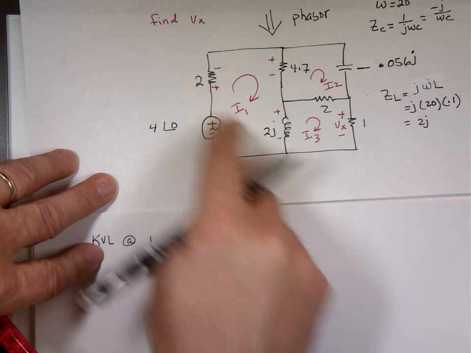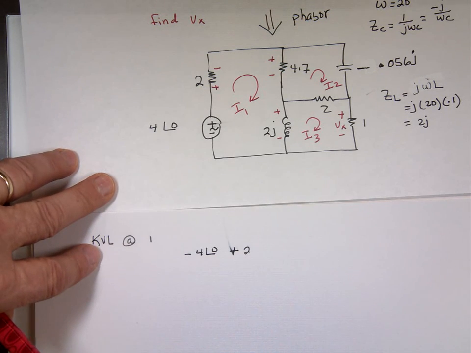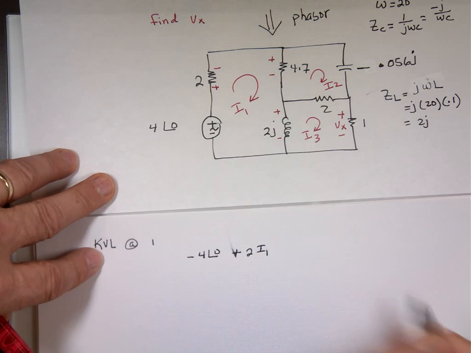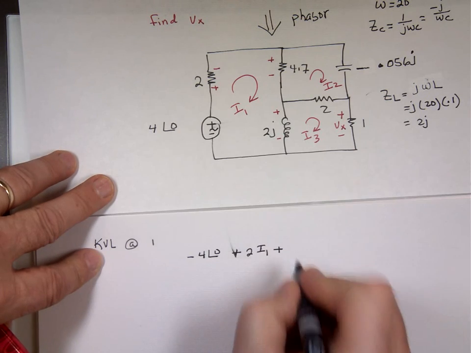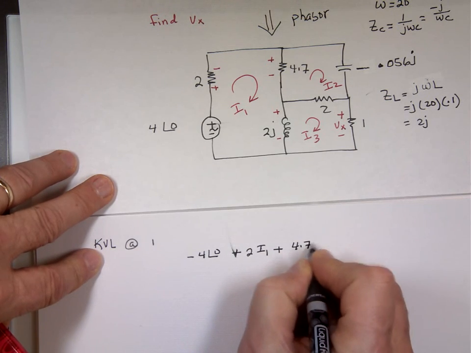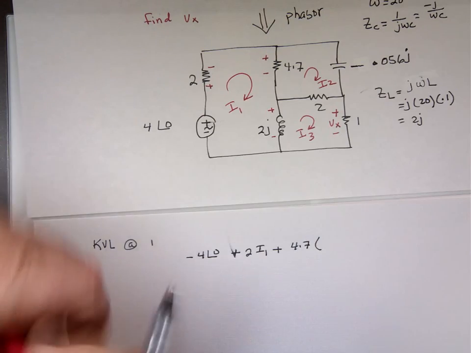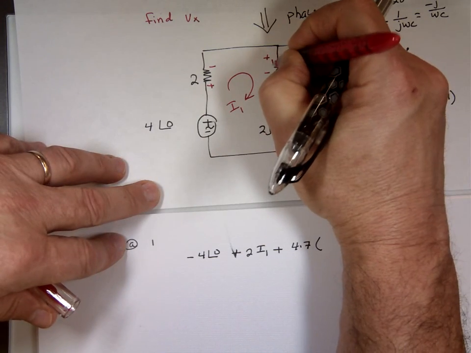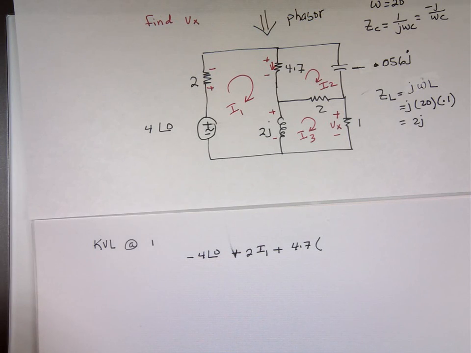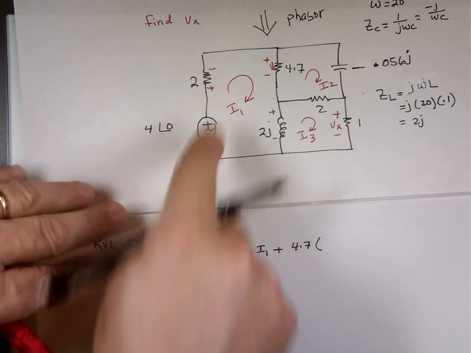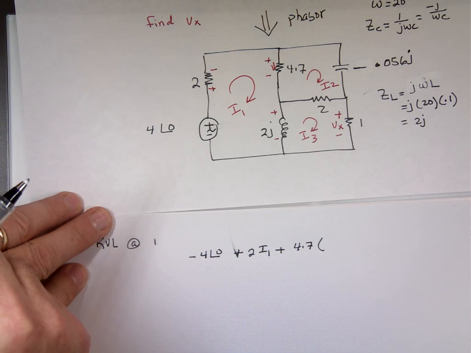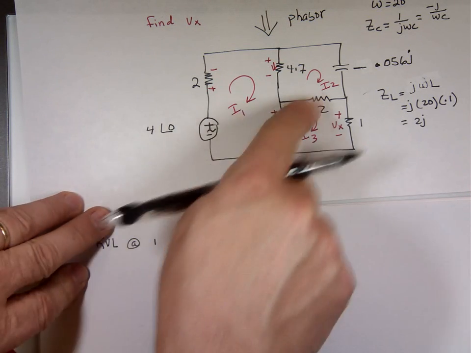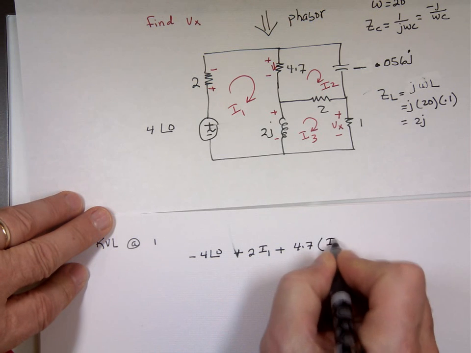What's the current going up? I1. Plus, here we go, I'm entering the plus 4.7. Notice I define a plus to minus. That means I'm making the assumption the current's coming down. So what is the current coming down through that resistor? I1 pushing down. What about I sub 2? Oh, I2 going the opposite direction. So it's I sub 1 minus I sub 2.